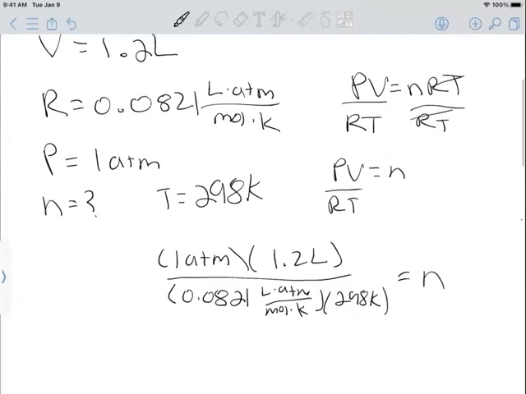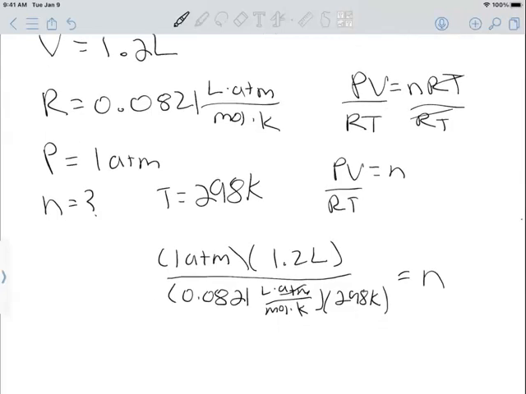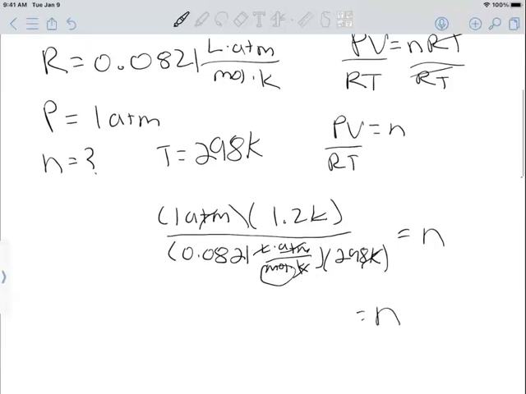Make sure our units cancel. Atmosphere on the bottom, atmosphere on the top, liter on the bottom, Kelvin on the bottom. Kelvin, remember, would technically be on top because you're dividing, because it's on the bottom of the bottom. They just cancel. And that leaves us with the unit of moles, which is good because that's what we were trying to find. Plug this into the calculator here.